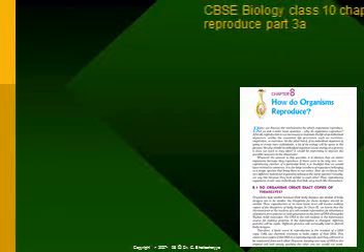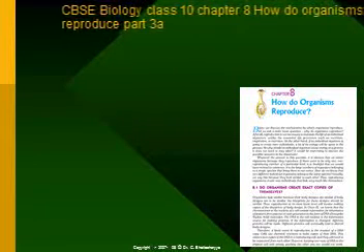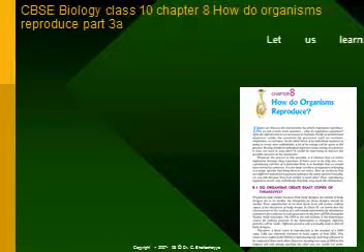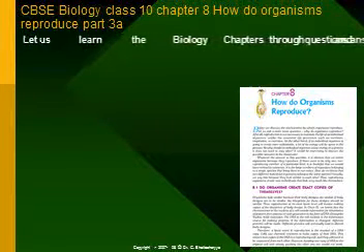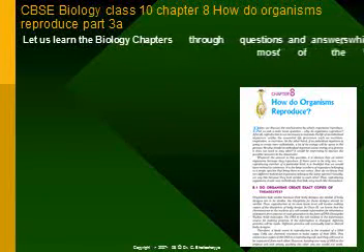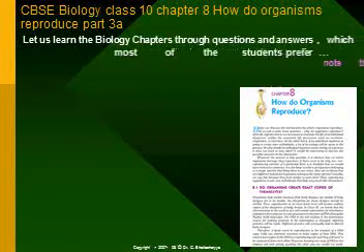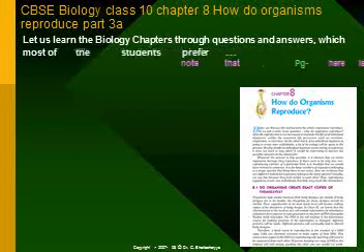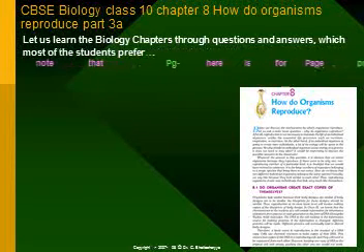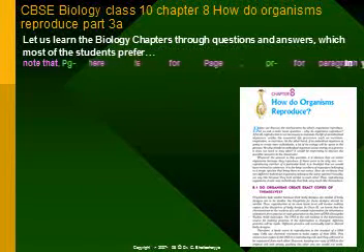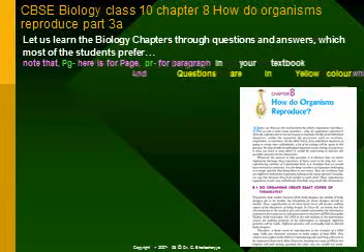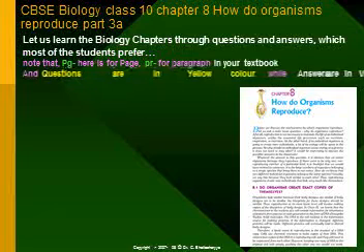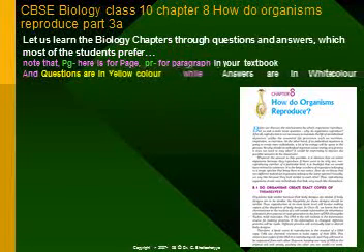CBSE Biology Class 10 Chapter 8: How do organisms reproduce? Part 3a. Let us learn the biology chapters through questions and answers, which most of the students prefer. Note that PG here is for page, PR for paragraph in your textbook, and questions are in yellow color while answers are in white color.